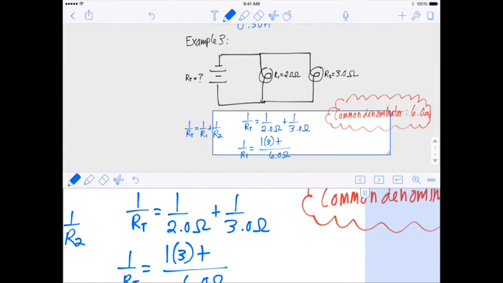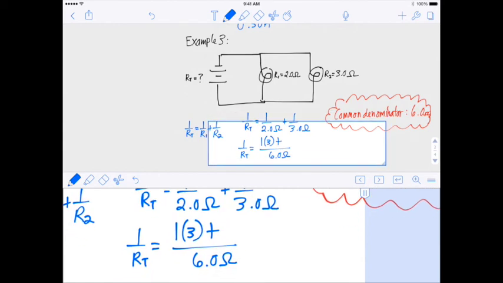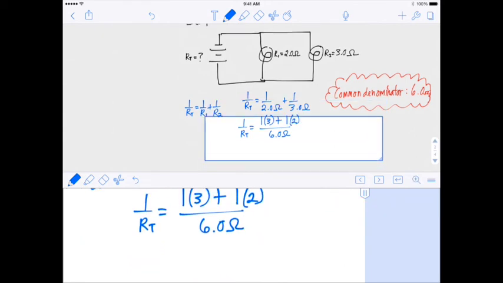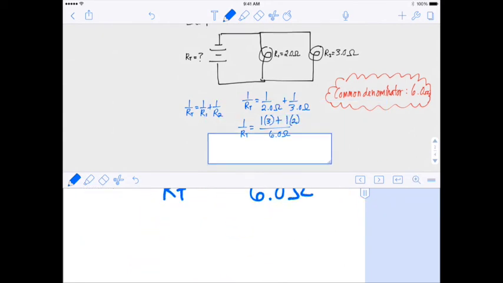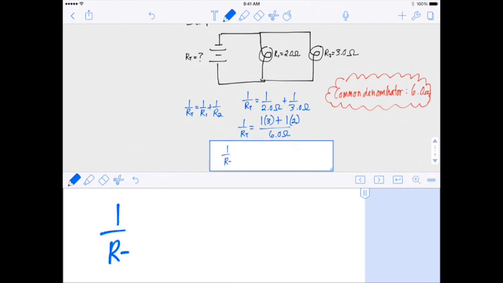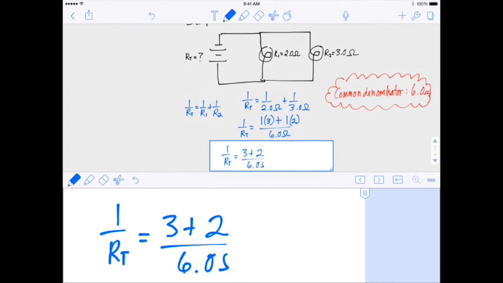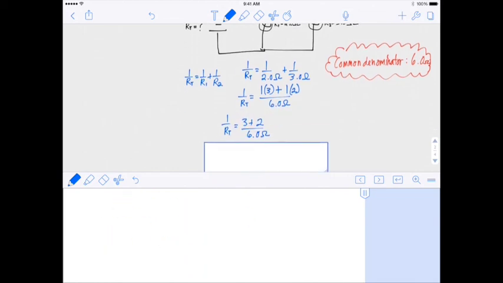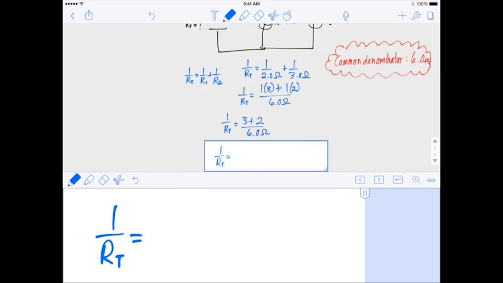Next, the second denominator is 3. What do we multiply 3 by to get 6? 2. So we'll multiply this numerator by 2. If we simplify this expression, we're left with 1 over RT is equal to 3 plus 2 over 6 ohms. So now we can add the numerator. We have 1 over RT is equal to 5 over 6 ohms.